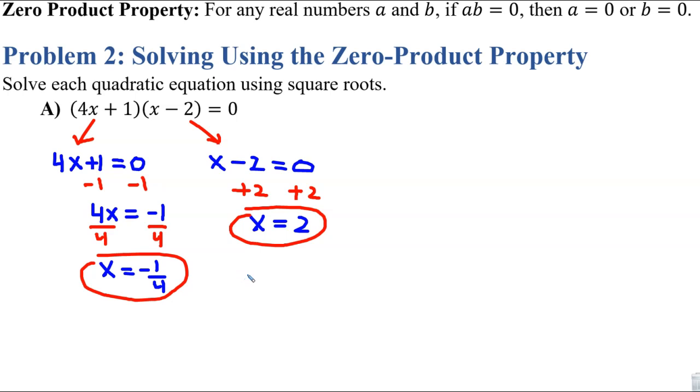All right, part B is the same idea. Once again, take a minute, pause the video, work through part B, and then hit play to check your answer.